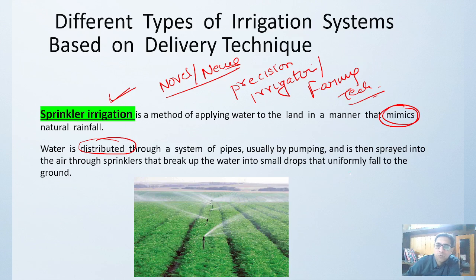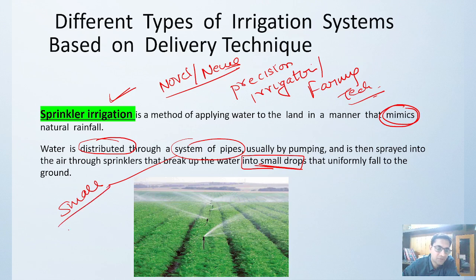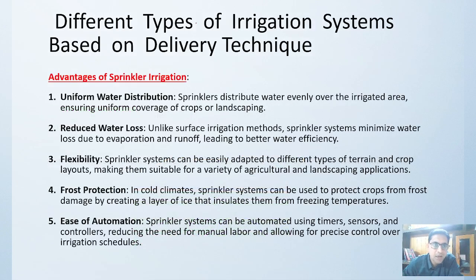Okay, small drops will be sprayed into the air and into the field. So they will have a very small pipe system from where a small amount of water will come, and that will be spread in the form of rainfall into your field. So the advantage is uniform water distribution will happen, because it will cover the whole field in a proper way.